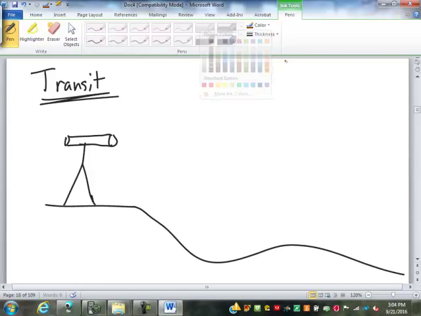How many of you have ever used a transit? Anybody? Nobody? Okay. We saw one yesterday when we visited a job site, but they weren't using it. We just got a visual. Okay. Well, then it's perfect timing. You've at least seen what it looks like.